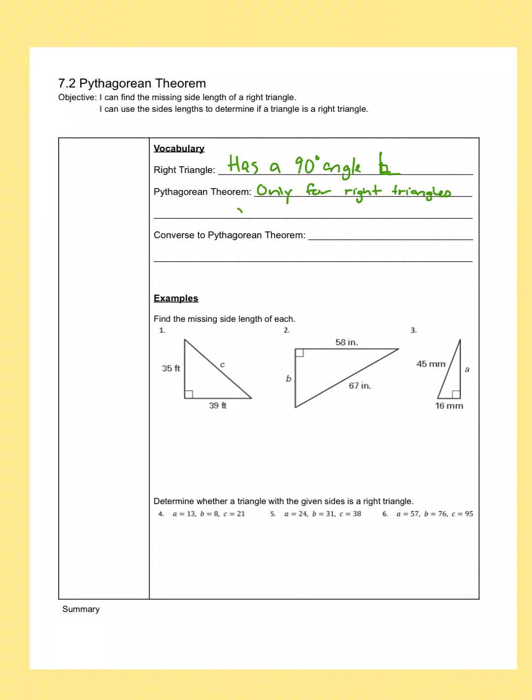And that is going to be a squared plus b squared is equal to c squared. A and B are called the legs, and C is called the hypotenuse. And the hypotenuse, side C, is always going to be the longest side. Every time. And it will be right across from the right angle.